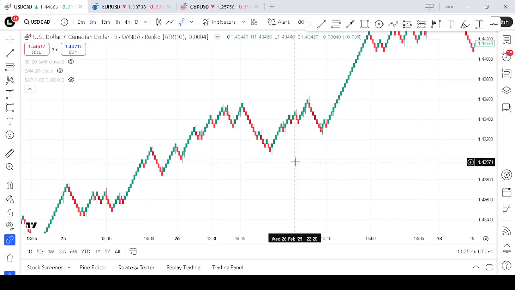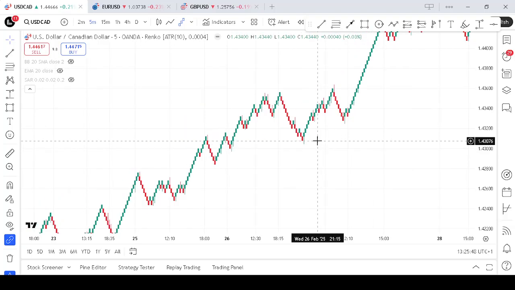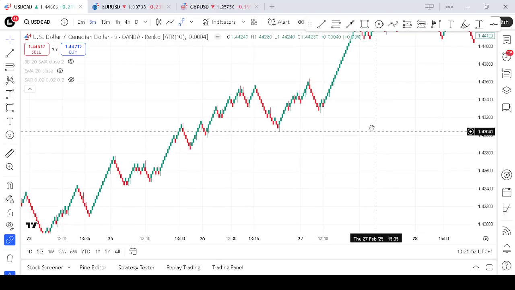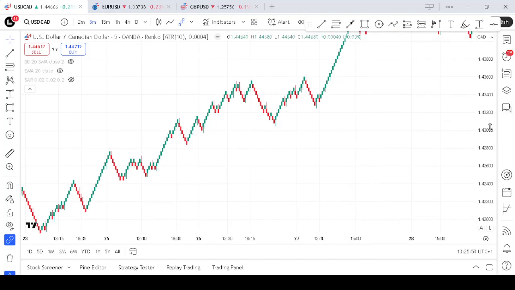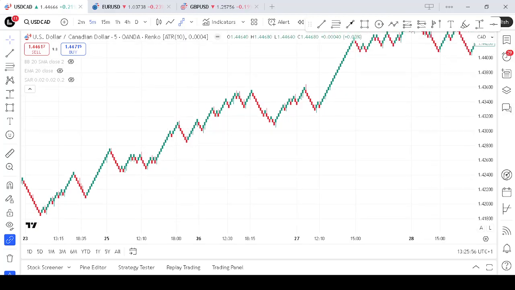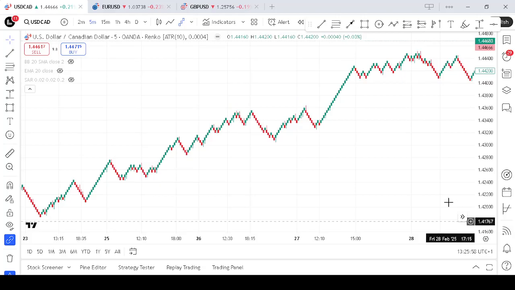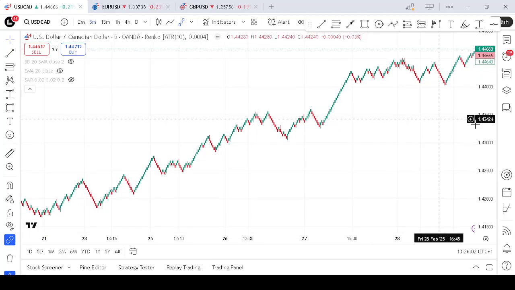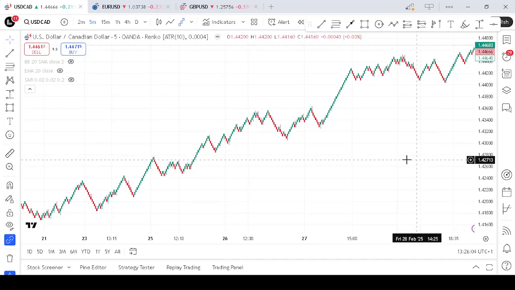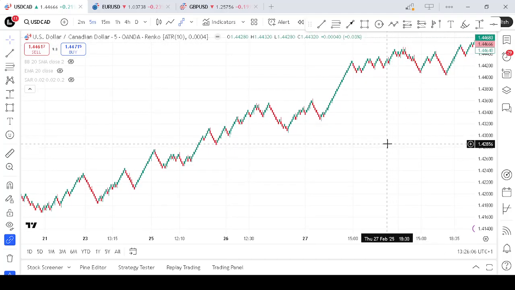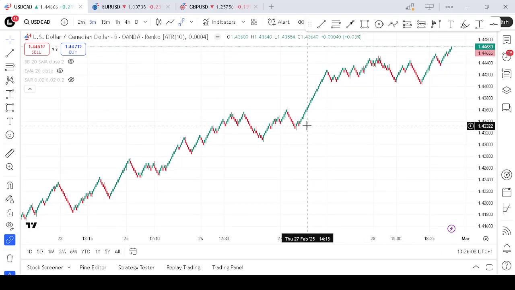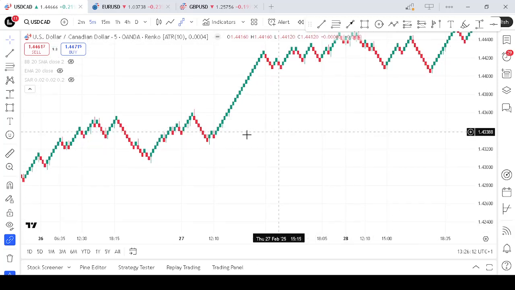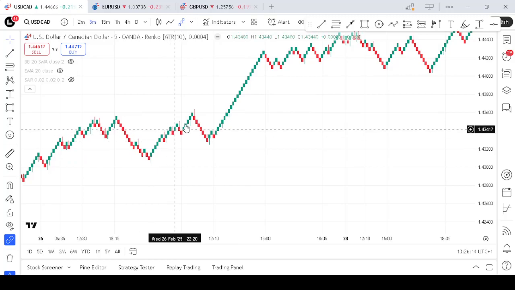The second step is identifying the trend. Once you have set up your chart, the next step is to identify the trend. The Renko chart makes it easier for you because it filters out the noise. By filtering out the noise, it shows a clear direction at which the market is trending. An uptrend is indicated by consecutive green candles. As you can see, in an uptrend, when we are trading in the up direction, we can see consecutive green candles.